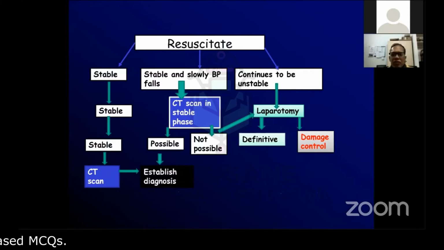If the patient is not stable, please do not wait for an investigation. Please go in, open up the abdomen, and then stop the bleeding if it's possible.